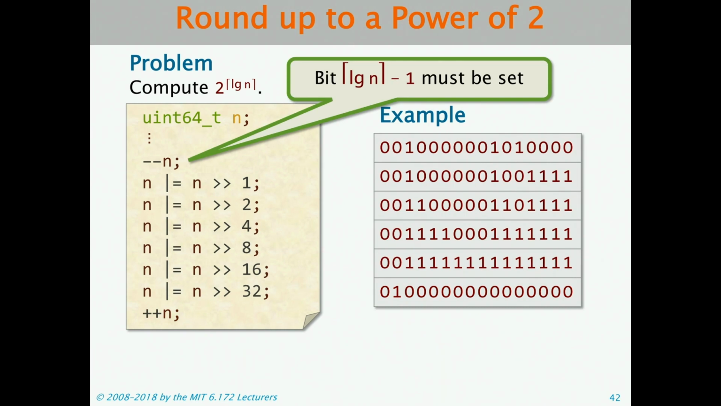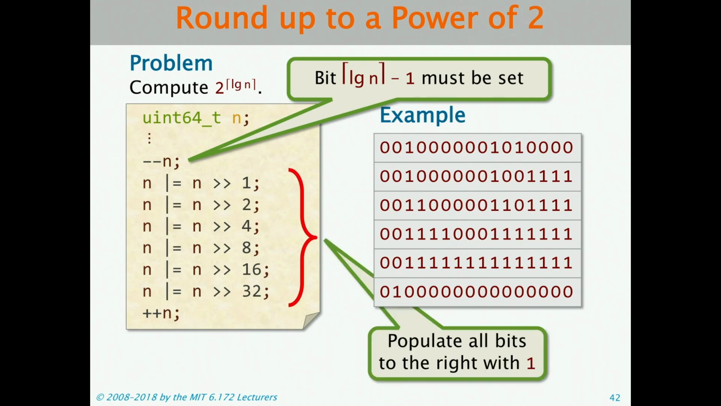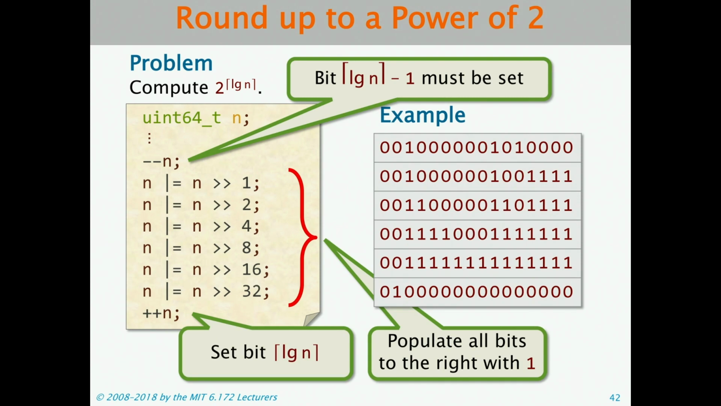So the first line here is essentially guaranteeing us that the lg n minus 1 bit is set. And we need that bit to be set because we want to propagate that bit to all of the positions to the right of it. And then these 6 lines here are populating all of the bits to the right with 1s. And then the last line is setting the lg nth bit to 1 and then clearing all of the other bits.